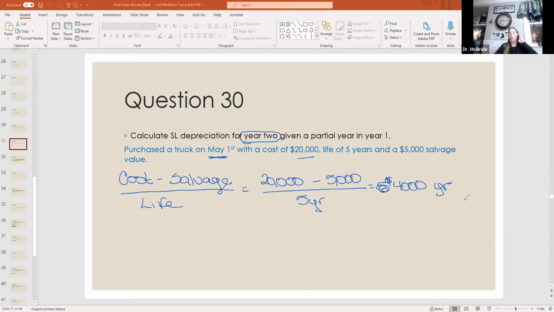So our depreciation is $4,000 a year. Now, if we were recording year one, it wouldn't be $4,000 because we started in May. But for year two, we have the full year, so it is $4,000. Are we good with straight line?